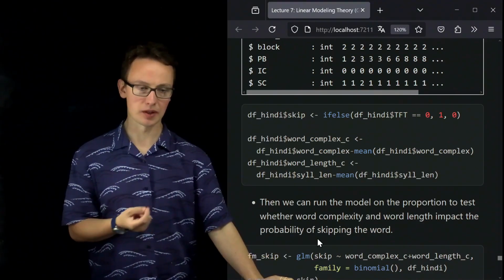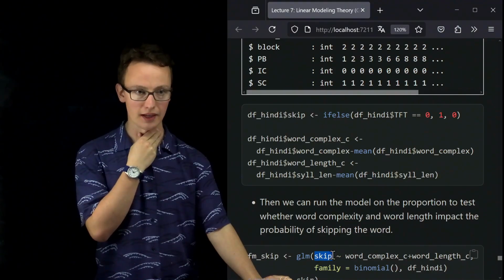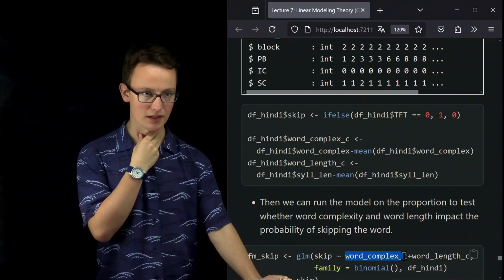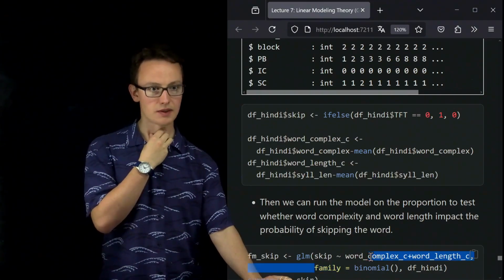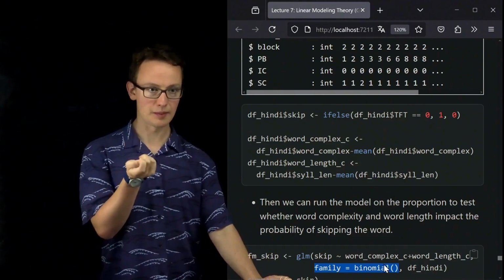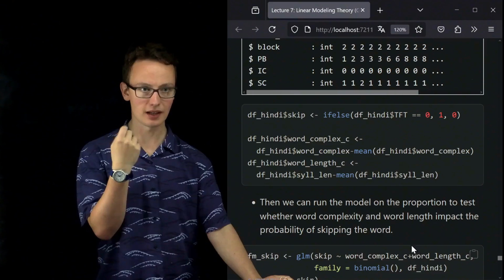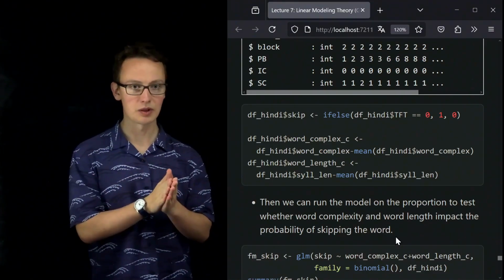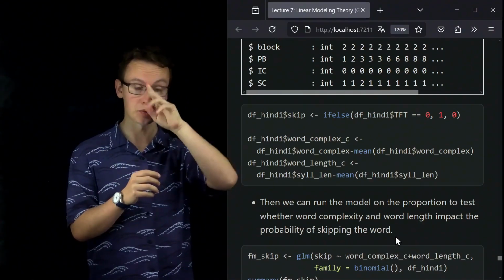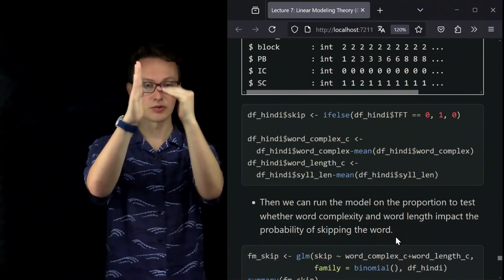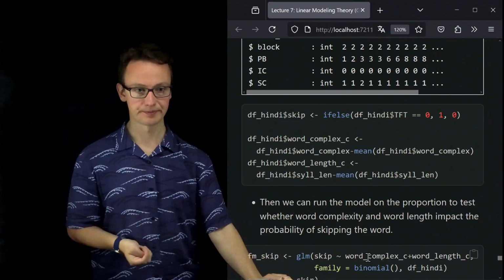We could say, okay, we're just going to fit a logistic regression with skipping probability as the DV and word complexity and word length as the 2 predictors, using our usual specification of family and the data set here. Here we don't need to give it weights because we have the data in the so-called long format, meaning that we don't have summary proportions, but instead we have actual 1 and 0 values per observation in each row of the data set. That's why we don't need that weights argument anymore.